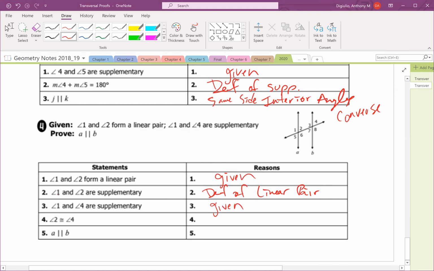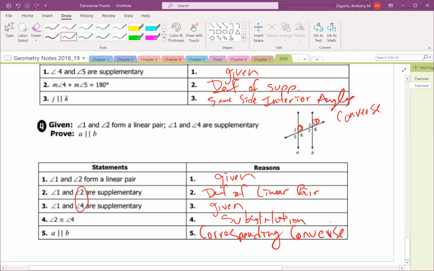All right. If I know that 1 and 2 are supplementary and 1 and 4 are supplementary, I know that due to substitution, that 2 should be congruent to 4. So that would be my substitution. And then last but not least, I'm going to take a look. I said that 2 and 4 were congruent to each other. So A and B have to be parallel lines because, well, 2 and 4, what's the relationship? Corresponding. And since we went backwards to find that the lines were parallel, we didn't have that information before, it's going to be the converse.